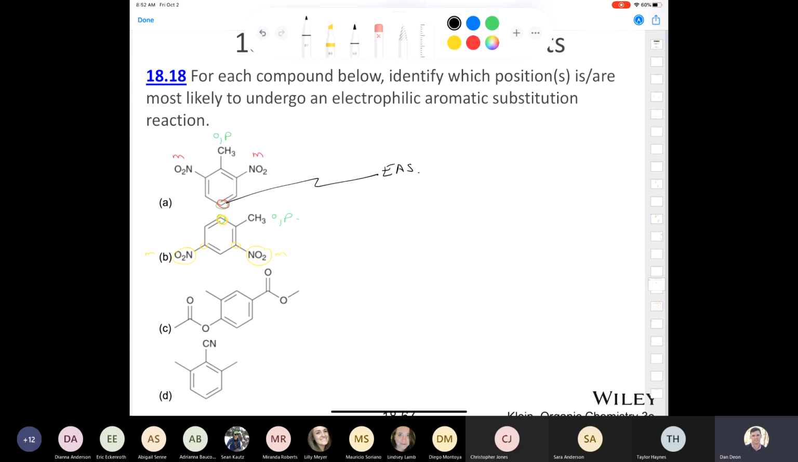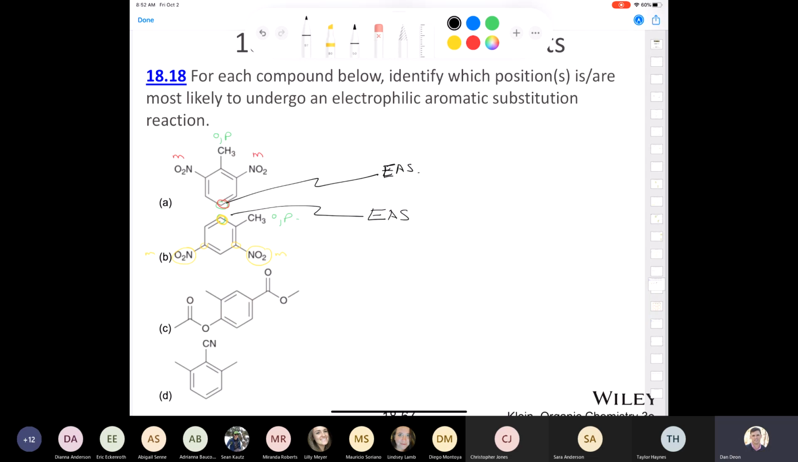I'm going to stop right there. Are there any questions about either of the first two? Okay, it's kind of like a decision tree, right? But these first two are examples that are abundantly clear because all of the substituents are directing to the same position.